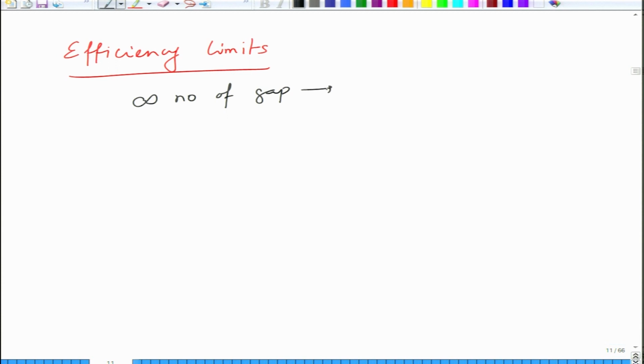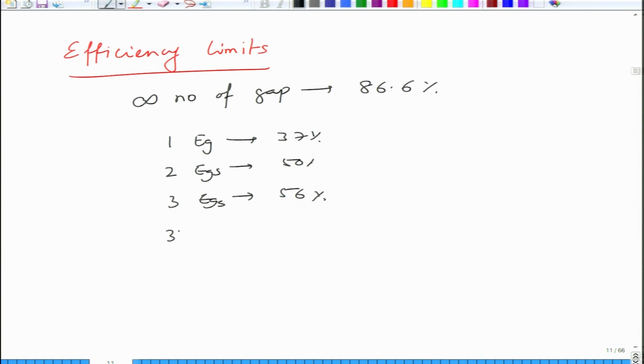As we saw earlier, the efficiency limit, if you have an infinite number of band gaps, is 86.6%. However, if you have one band gap, then we have nearly 37%. If you have two EGs, then we have about 50%. If you have three band gaps, then you have about 56%. If you have 36 band gaps, then it is about 72%.